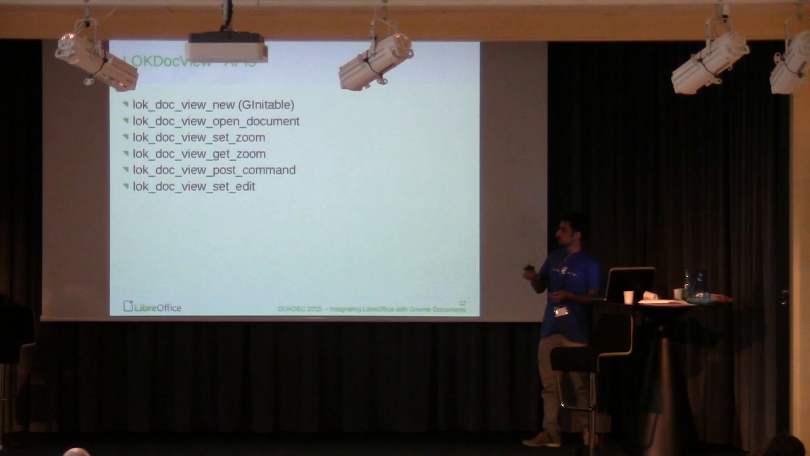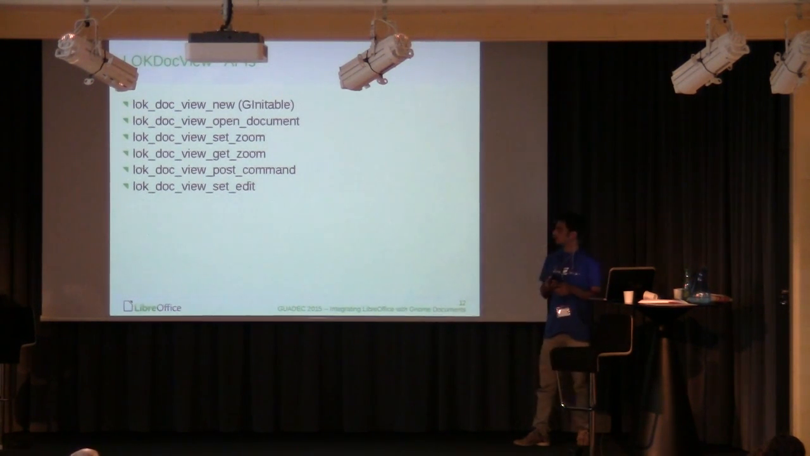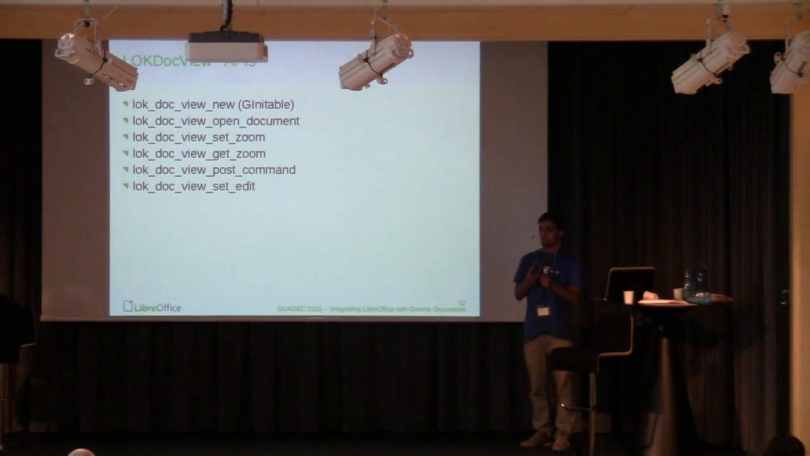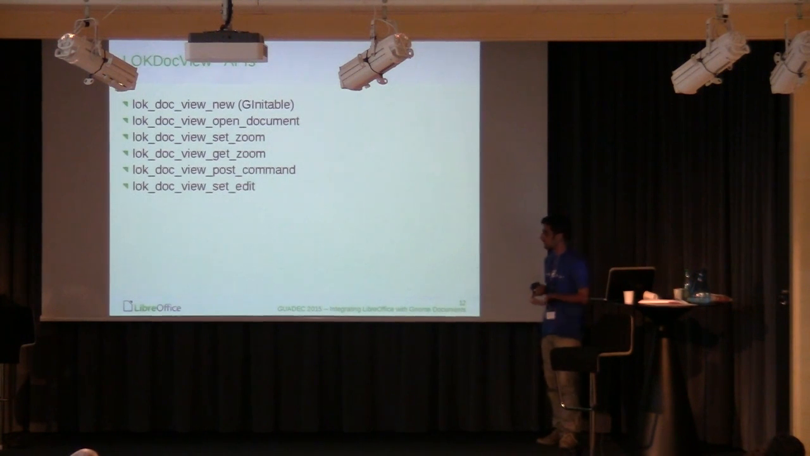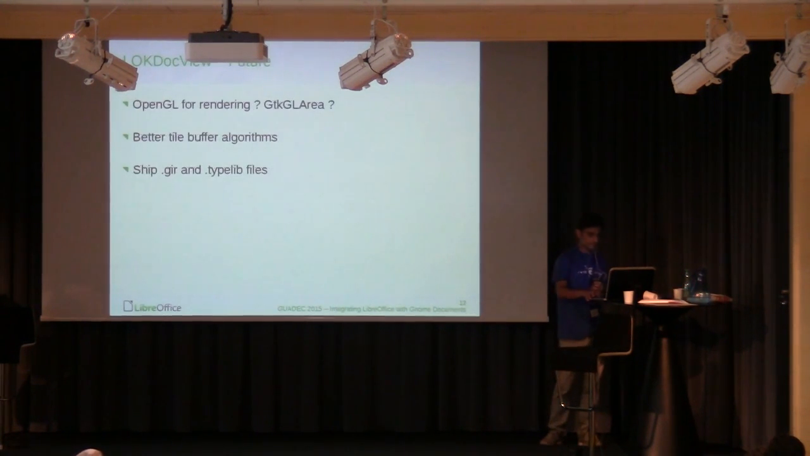And then there are two modes of this widget. With lok view set edit, if you want to get the editing functionality in your widget, you can call this function, and it would set the widget in the edit mode. But if you only want to view things, then you can set the editing functionality to false. So it would only show you the document, and would not let you edit the document.